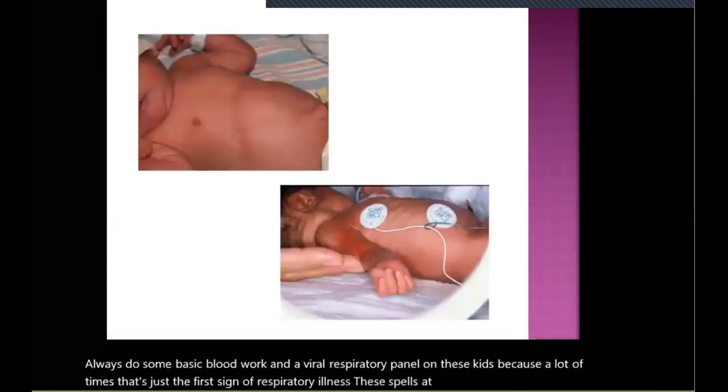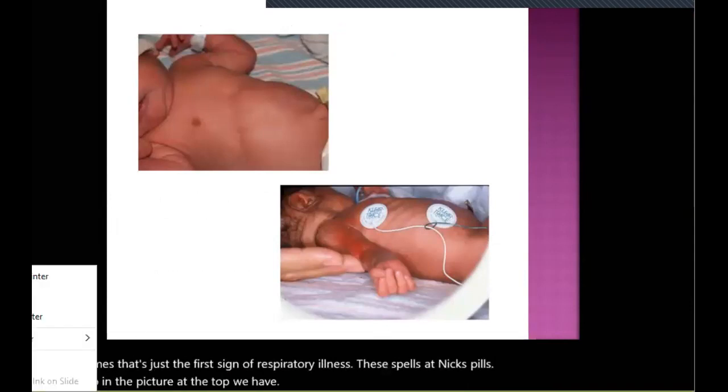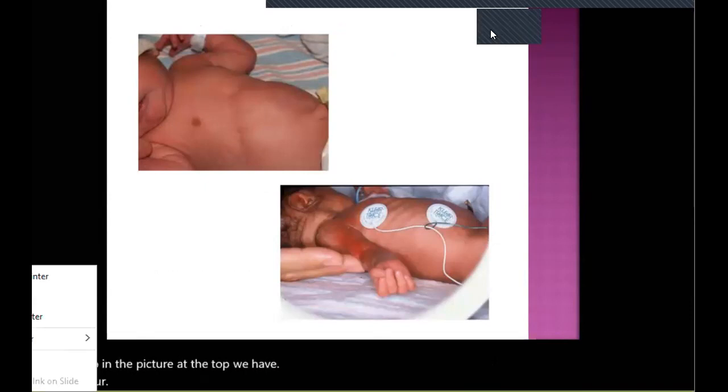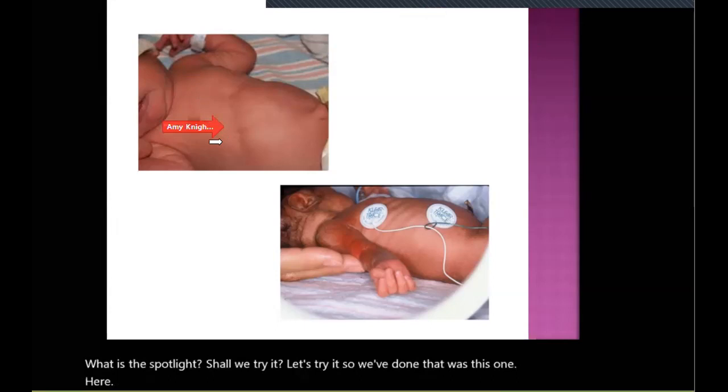So in the picture at the top, we have our, wait, let me get back up here. What is the spotlight? Shall we try it? Let's try it. Oh, we've done that. What's this one? Here, Amy's nodding, look at that. Oh my goodness. Can y'all see that? That's crazy.